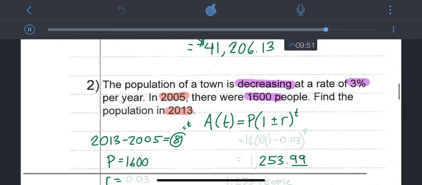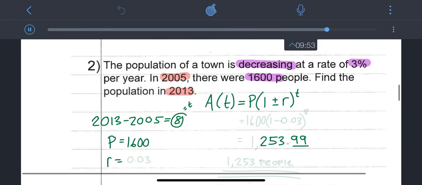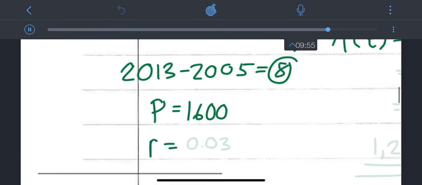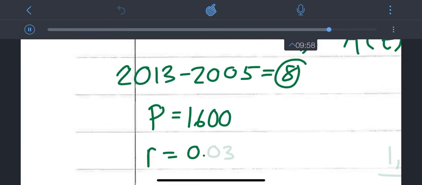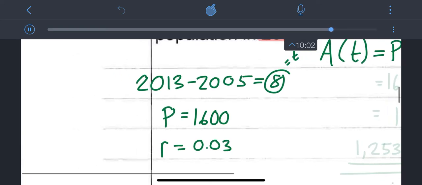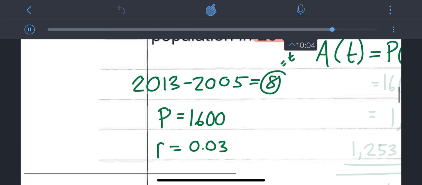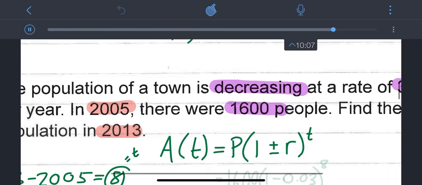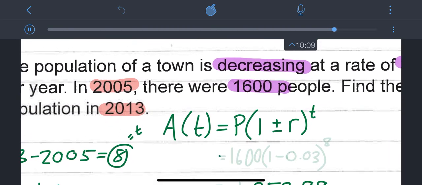Our rate, well, they say it's decreasing at a rate of 3%. So 3% is 0.03 in decimal form. Right? And am I going to use the plus or the minus? Well, it says decreasing, so I'm going to use the minus. So what we have is 1600 parentheses 1 minus 0.03, and it was 8 years, so raised to the 8th power.